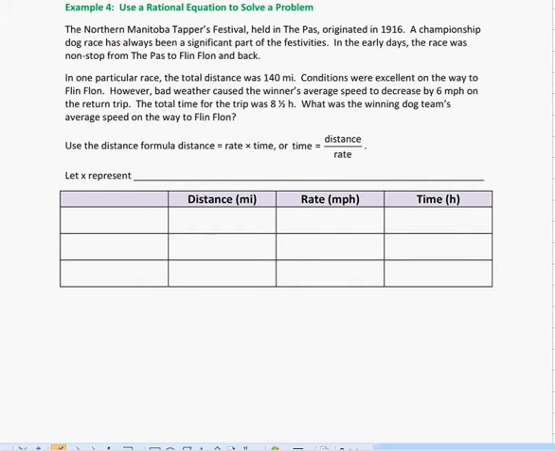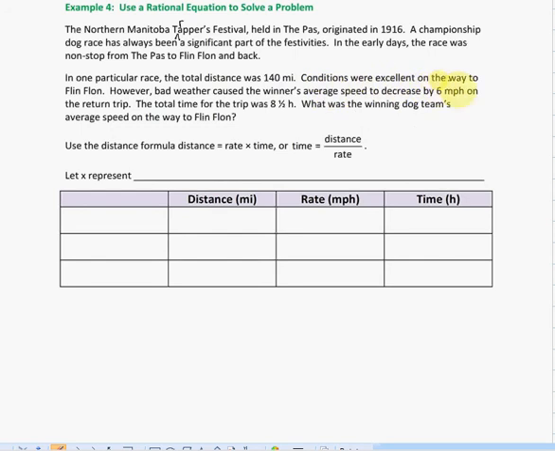Okay, so the Northern Manitoba Trappers' Festival, held in The Pas, originated in 1916. A championship dog race has always been a significant part of the festivities. In the early days, the race was non-stop from The Pas to Flin Flon and back. In one particular race, the total distance was 140 miles.